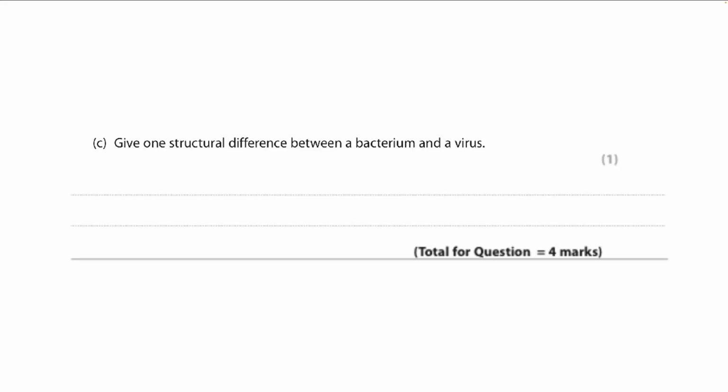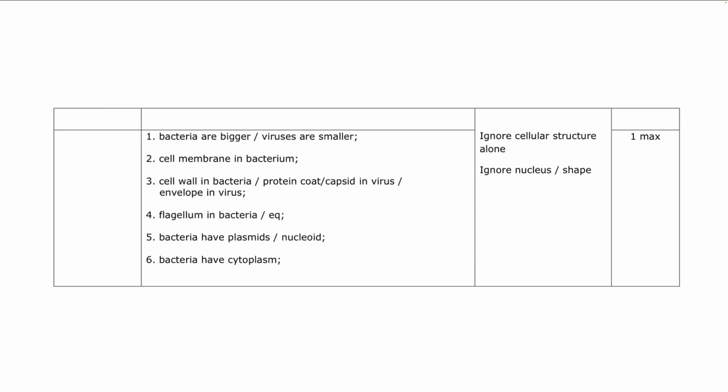Now try this question. And here is the mark scheme. Now any of these points could work, and there's one I actually haven't mentioned in this video, which is the presence of a flagellum in some bacteria. Now flagella are just tails, sort of.